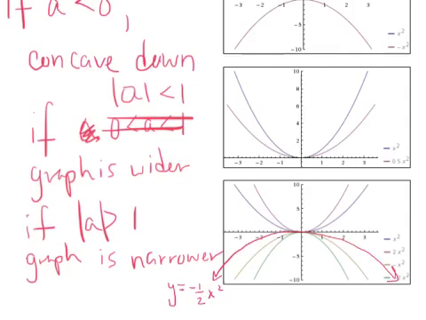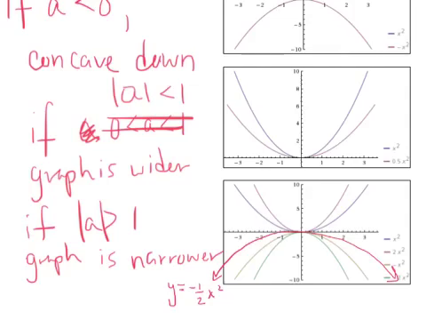Let's write a cliff note at the bottom then, please. To determine whether a graph is narrower or wider, use the absolute value of a. So again, determining whether the graph is narrower or wider, use the absolute value of a. To determine if it's concave up or concave down, look at the sign of a. What do I mean by sign of a? Whether it's positive or negative.